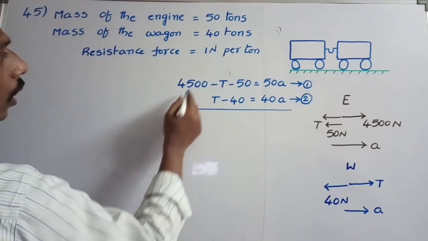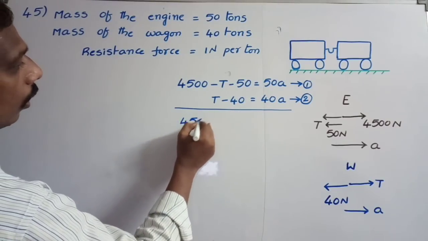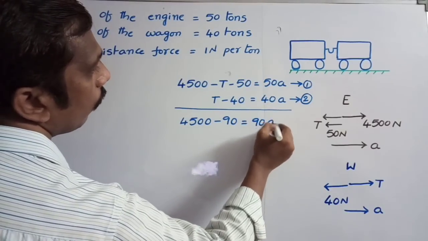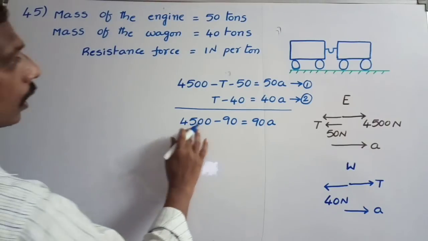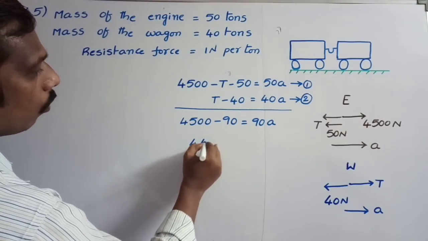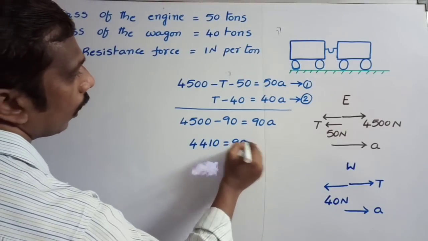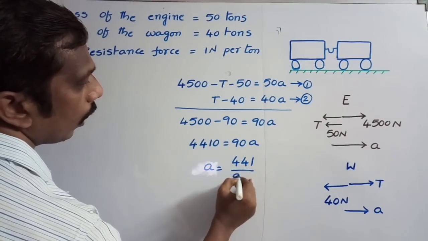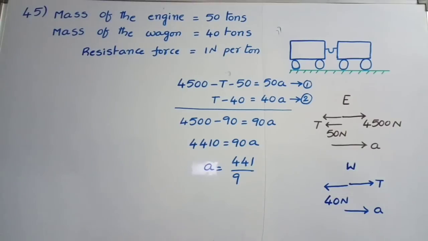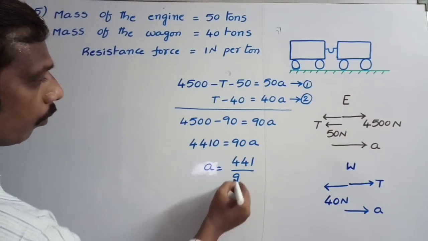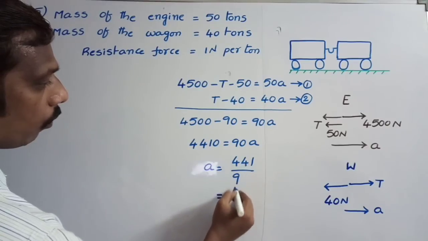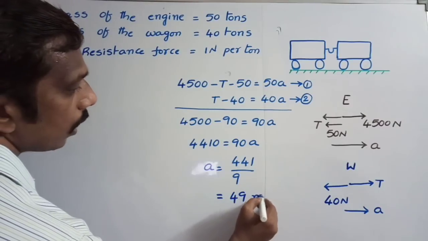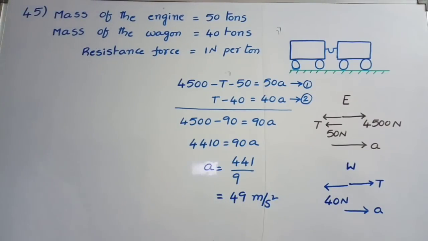Add these two equations. 4500 minus 90 is equal to 90a we will get. 4500 minus 90, that is equal to 4410 is equal to 90a. 0 0 cancel. a is equal to 441 by 9 we will get. Simplify, then we get 9 4s are 36, 81, 9 9s are 81. So acceleration we got 49 meter per second square.